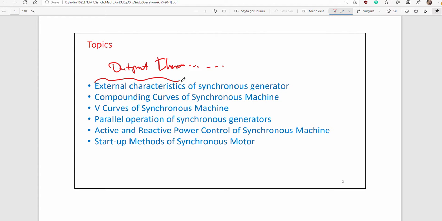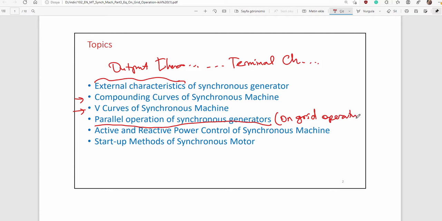In some books it is also said terminal characteristic of synchronous generator. Okay, compounding curves, another characteristic, V curves, and on-grid operation or parallel operation. Parallel operation of a synchronous machine is sometimes called on-grid, şebekede demek. On-grid, şebekeyle birlikte. On-grid operation of synchronous generator.